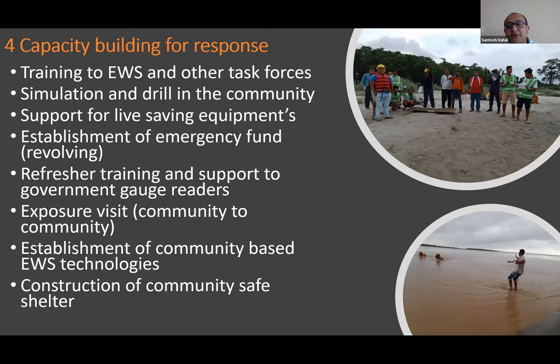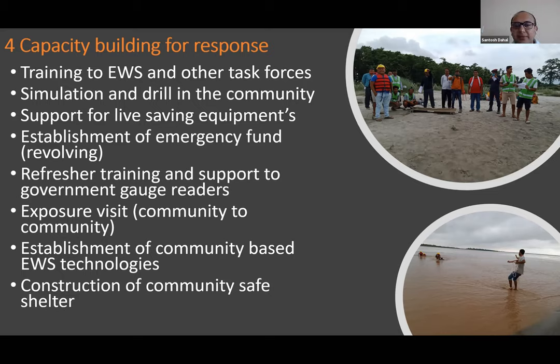Another is capacity building for response. We do different capacity building for response. We train early warning task forces and other task forces every year. Another is that we do simulation and drills in the community regularly. We also used to do simulation and drills triggered from the national level, where Rajendra sir was also involved in different simulation and drill activities, where we used to trigger from the DHM Kathmandu office and go up to the community level. So we want to monitor the functions at all administrative and community levels, how they are functioning. And this was found very much effective.